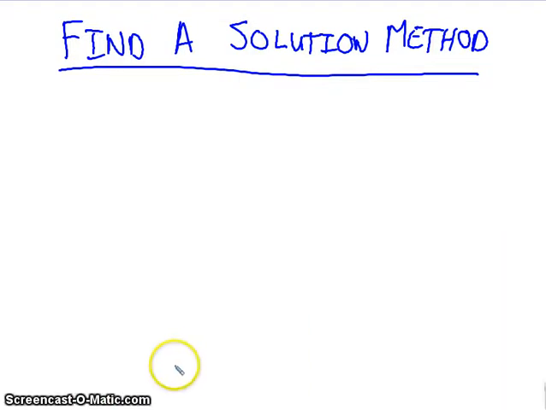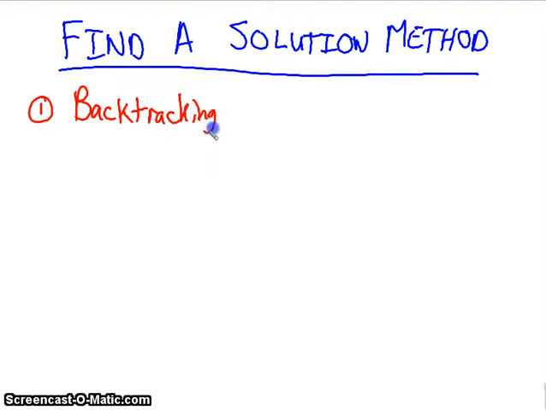Okay, so what we're doing in this section is finding a solution method. If you remember, way back in chapter number 1, we learned a method on how to solve these. It's called backtracking. So that was the first method that we learned when creating a way to solve these questions.